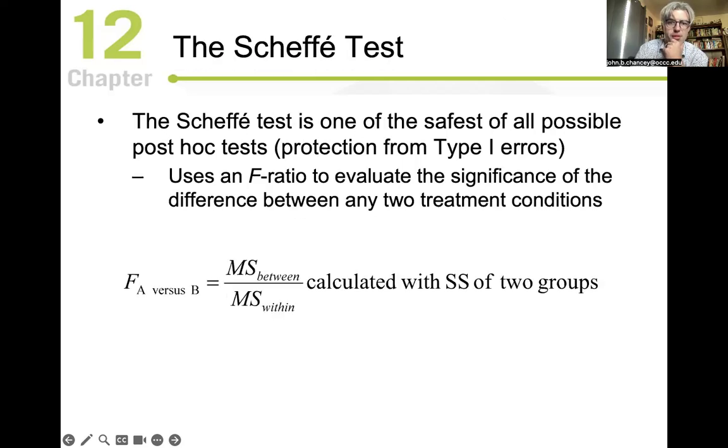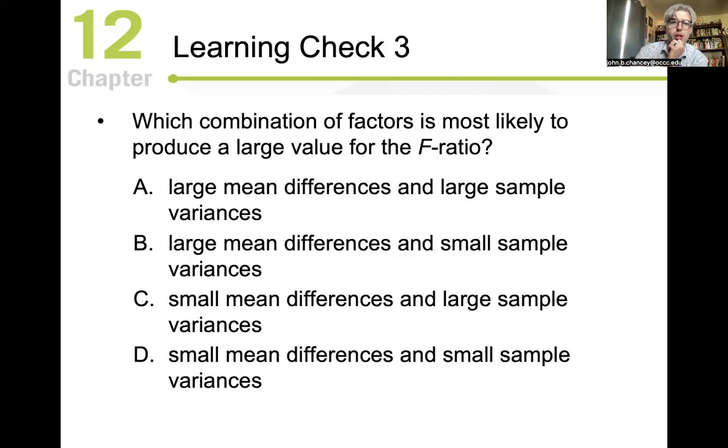our number of participants. Our Scheffé test is one of the safest of all possible. It protects us from type 1 errors. In this case, we use an F ratio to evaluate the significance of the difference between one treatment and condition. So in this case, we have mean squares between over within, calculated with the sum of squares of our two groups.